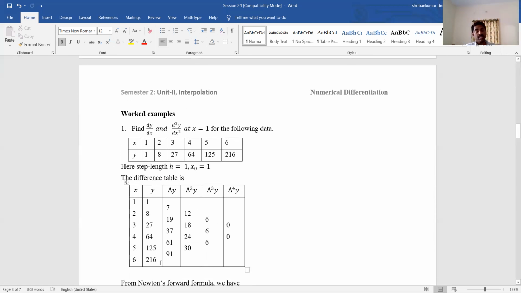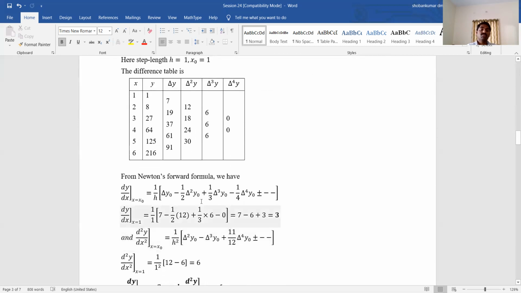Here are the arguments and entries. These are the leading differences: delta y naught, delta 2 y naught, delta 3 y naught, delta 4 y naught, and delta 5 y naught is also 0. Now the forward difference formula. From forward difference interpolation, we have dy by dx at x equal to x naught is equal to 1 by h delta y naught minus 1 by 2 delta 2 y naught plus 1 by 3 delta 3 y naught minus 1 by 4 delta 4 y naught plus minus and so on.